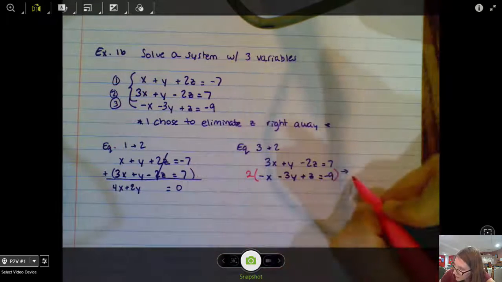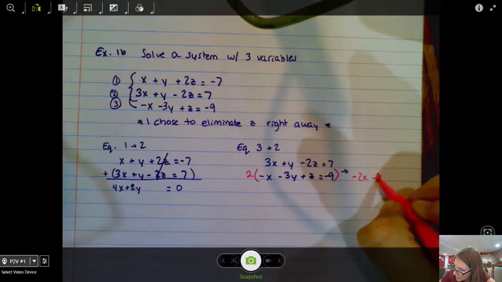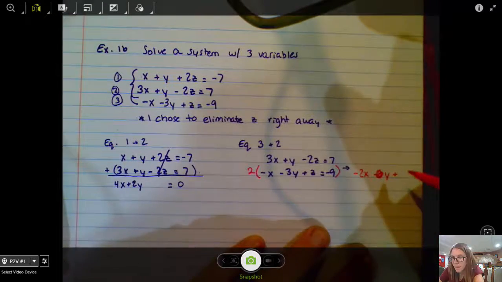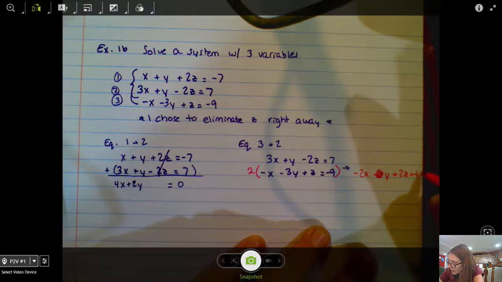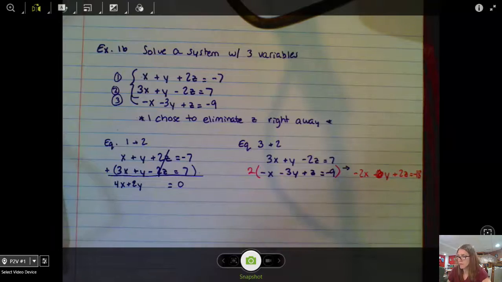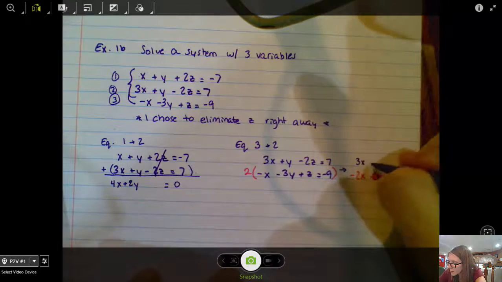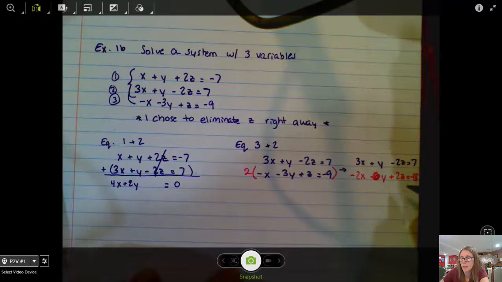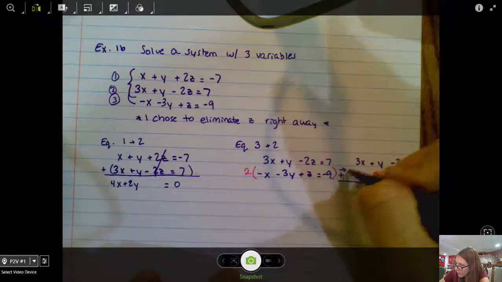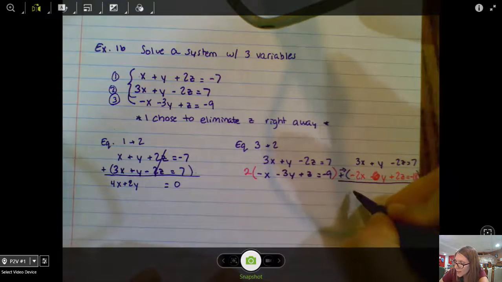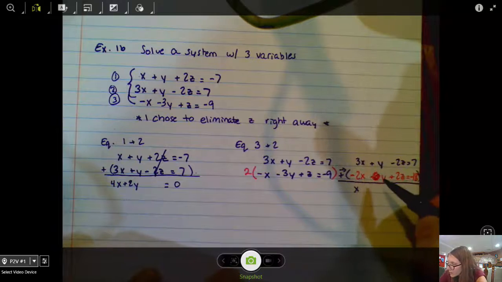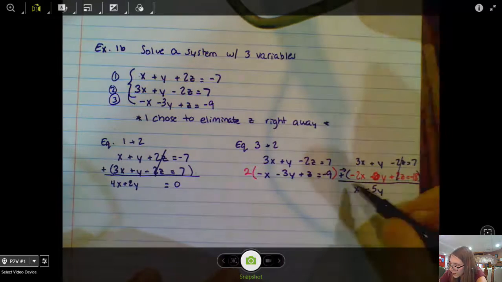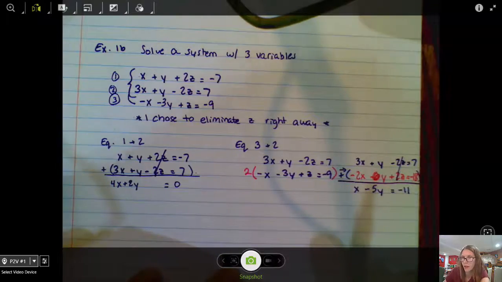they will. So this equation becomes -2x minus 6y plus 2z equals -18. And then my top equation didn't change: 3x plus y minus 2z equals 7. To get my -2z and positive 2z to cancel, again, I have to add straight down. 3x plus -2x is positive x. y plus -6y is -5y. The z's cancel. 7 plus -18 is -11.